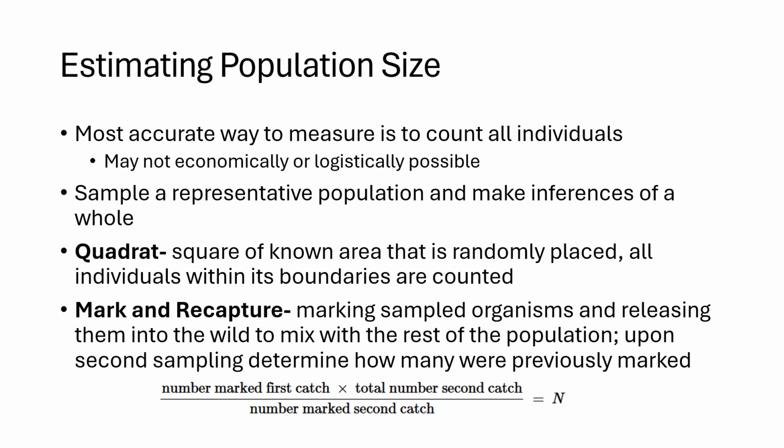You can also use a mark and recapture style strategy where you are catching these organisms, marking them, and then releasing them back into the wild. And so then when you resample, you'll determine how many were previously marked, and you can relate that to this formula here, where the number marked first catch times the total number the second catch divided by the number marked the second catch equals N. And so you can actually use this to quantify how large the population is.